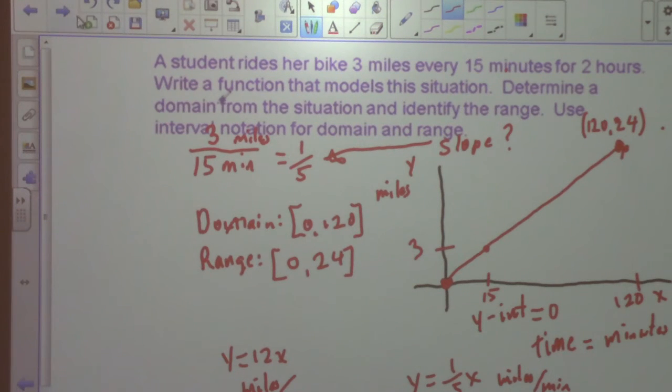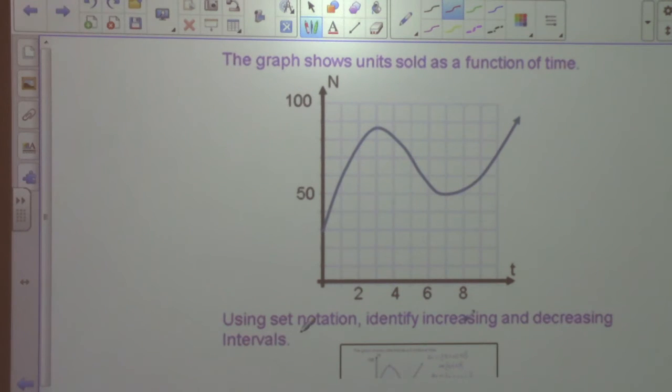All right, let's go to this next one here. The graph shows units sold as a function of time. Using set notation, identify increasing and decreasing intervals. What is significant here in this graph? What do you notice? What grabbed your attention?